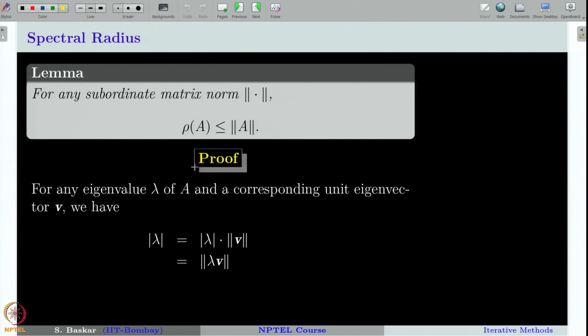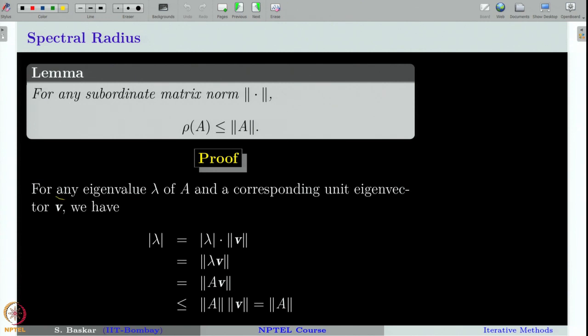Now, once you see lambda V, you can immediately write it as A V. Why? Because lambda is the eigenvalue and V is the corresponding eigenvector of lambda. Now, whenever you see this expression, immediately one important property of the subordinate matrix norm should come to our mind. That is nothing but norm A V, which is the vector norm, is less than or equal to the subordinate norm A into vector norm V, right? Again, you can see that vector norm V is equal to 1, because V is a unit vector with respect to this norm, right? Therefore, this is equal to norm A.